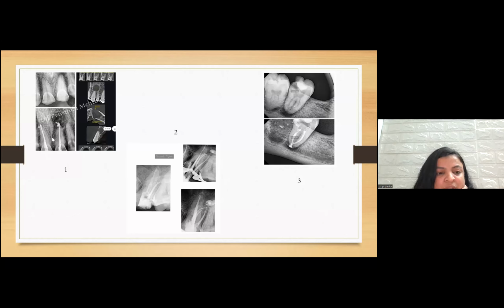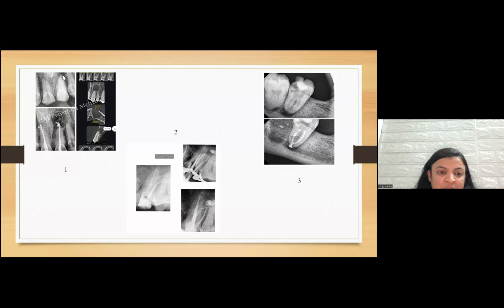When I did the cold vitality testing, there was negative vitality in tooth number 11 and 21, while tooth number 22 and 12 showed positive vitality. But when I saw the CBCT, there was no lesion formation in tooth number 11. So in the first sitting, I just opened access of tooth number 21. You can see a calcified canal over there.